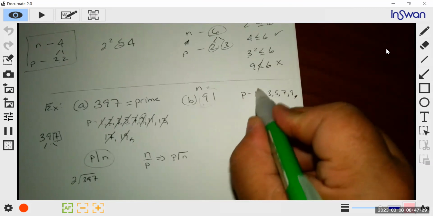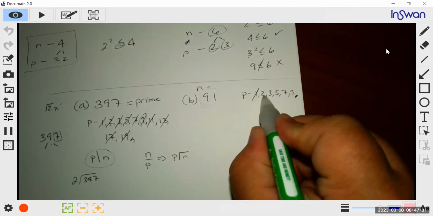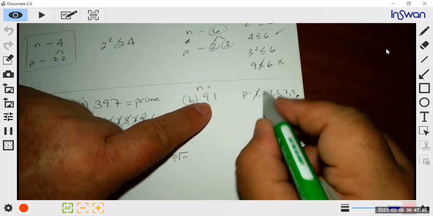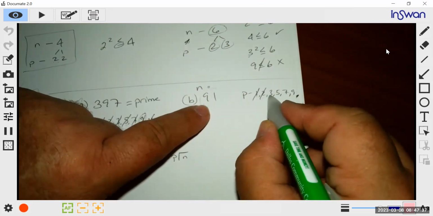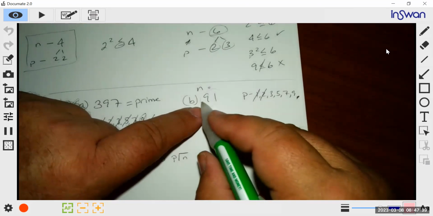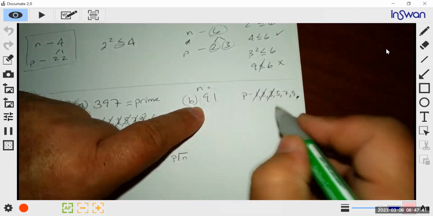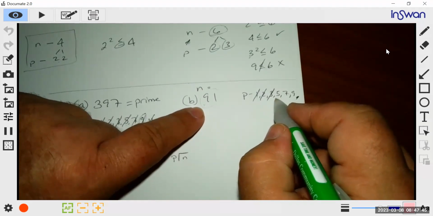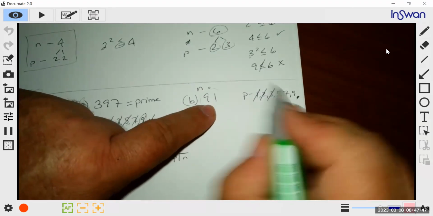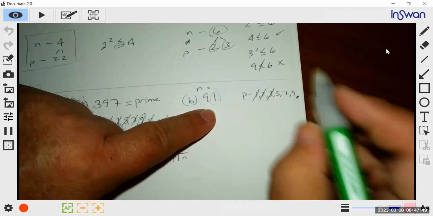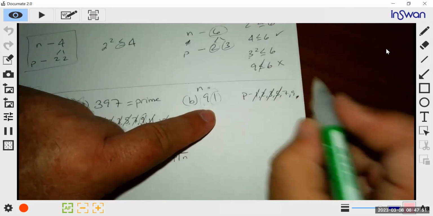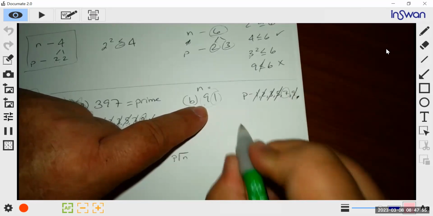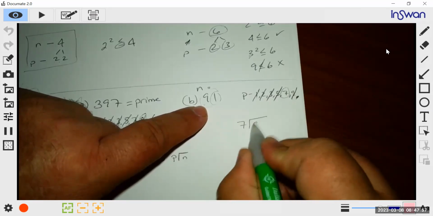1 goes in there, but we can't use that. Does 2 go into 91? No. Does 3? No, because if you add up 9 plus 1, that's 10. Is it 5? No, because if it's divisible by 5, it would end in a 0 or a 5. 9 times 9 is 81, so it doesn't go in there. The only question we have is about 7. Does 7 go into 91?